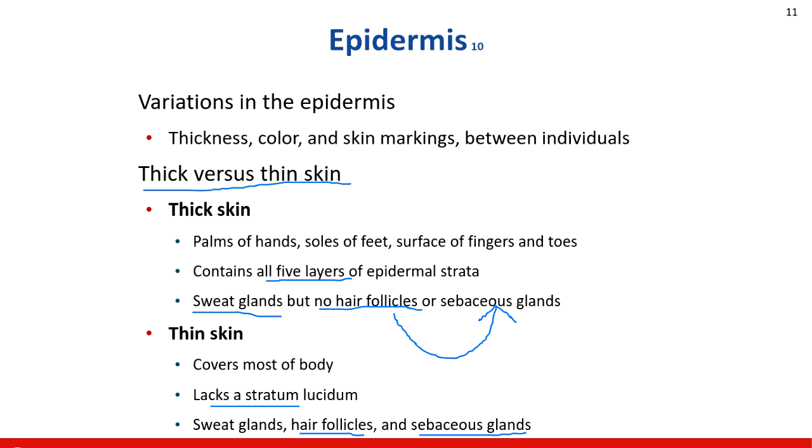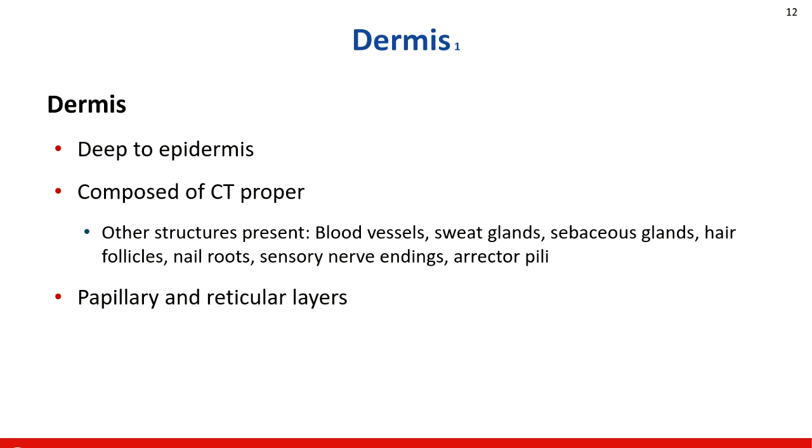All right, let's talk about the second layer here. That's the dermis. Dermis is the deeper of the two layers, all right? And it's going to be the one, like I said, that has all the stuff in it. It's primarily made up of connective tissue proper. In connective tissue proper, there's two types: loose connective tissue and dense connective tissue. Just a quick review.